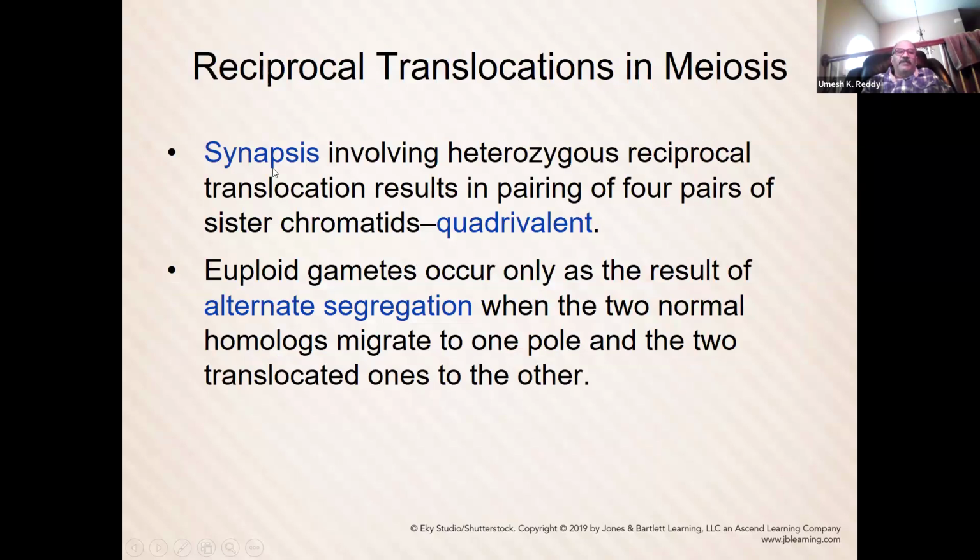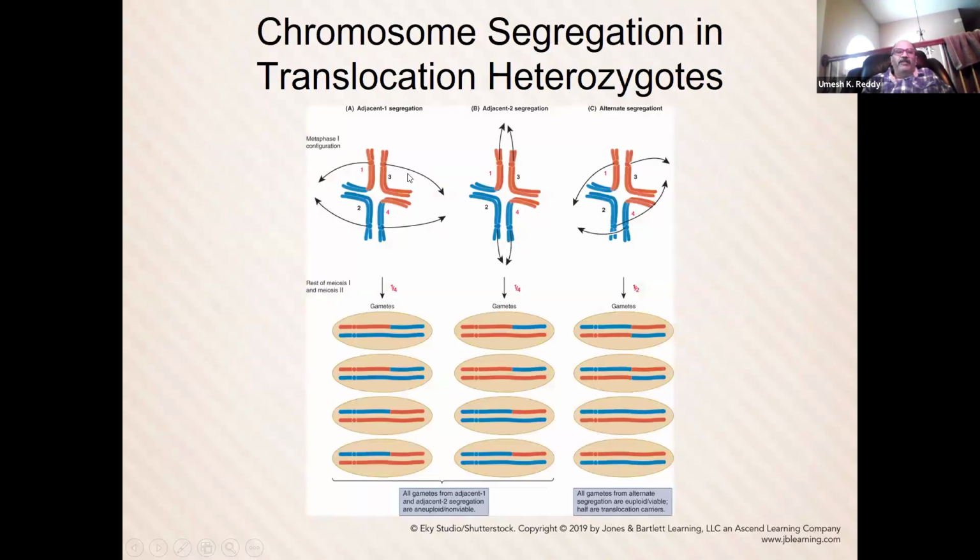So when the synapsis happens, this can form a ring. That ring is called quadrivalent. So the quadrivalent looks like this. One is the normal chromosome. This is the normal chromosome. This is the chromosome with this extra end. You have the blue segment on the red chromosome. So it bent in such a way that the blue aligns with the blue and red aligns with the red. So these are called quadrivalents.